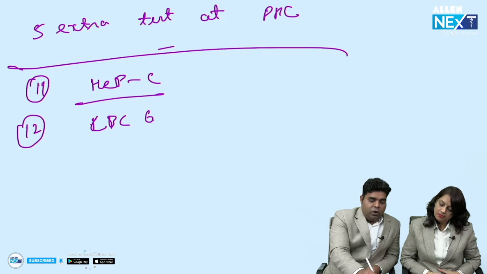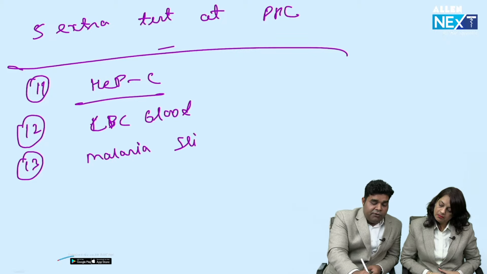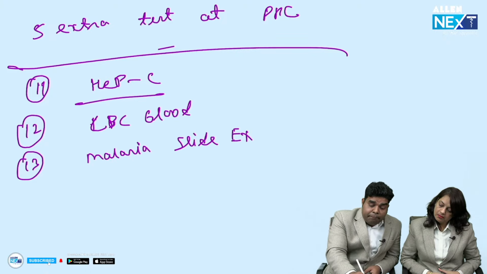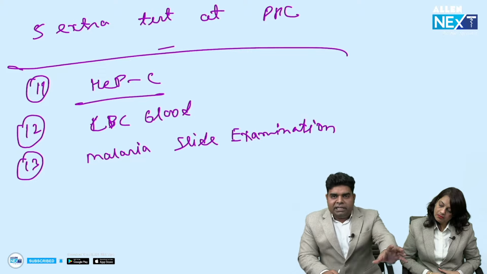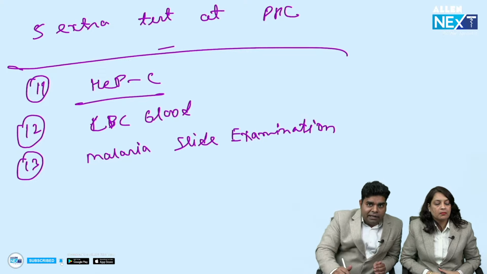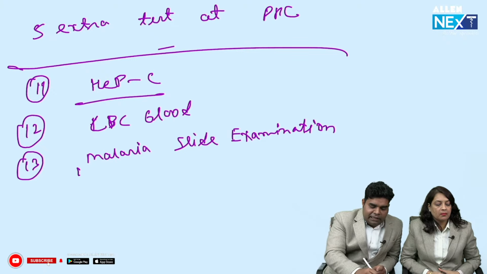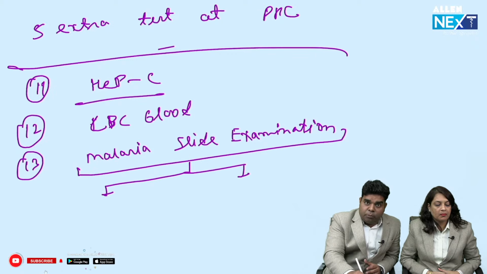CBC blood, because at PHC we have a microscope and a lab technician, so they can diagnose CBC and platelet count and all. Then we have the malaria slide examination, the same slide which is prepared by MPW, multi-purpose worker, by active surveillance. Active surveillance means they will go into the village once every 14 days and they will search for hidden cases of malaria.